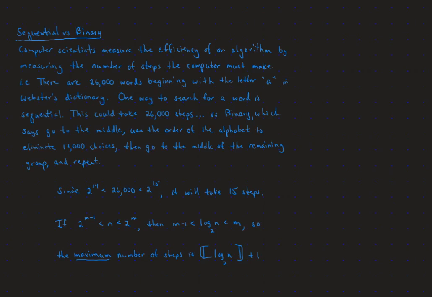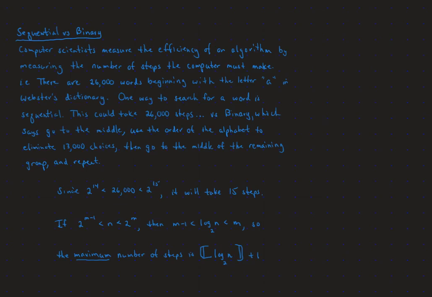One way to search for a word is sequential. So you might be given a word that starts with A and you're going to try to find it, and that would just be starting at the beginning and looking through one word after another until you match it. Of course, if you end up with the last word or one of the last A words, then it's going to take a lot of steps. It could take as many as 26,000 steps.